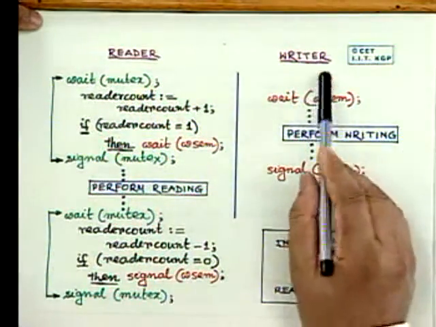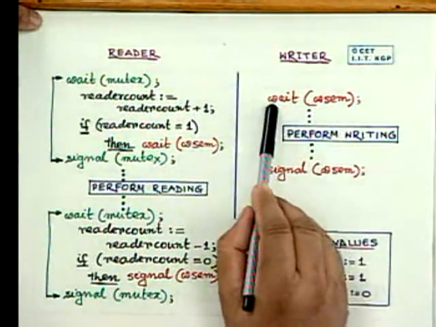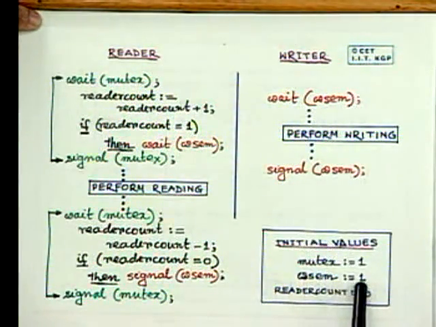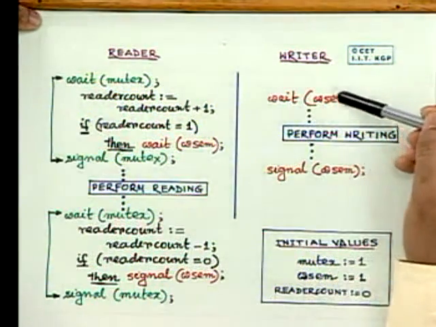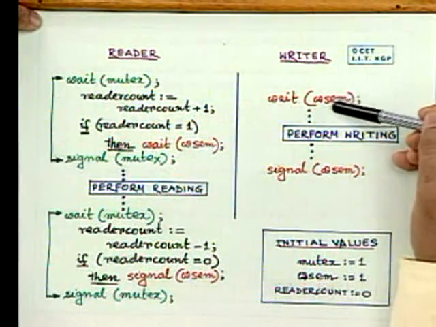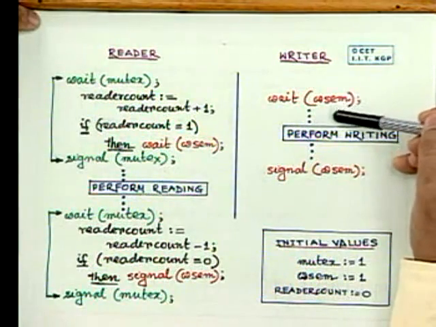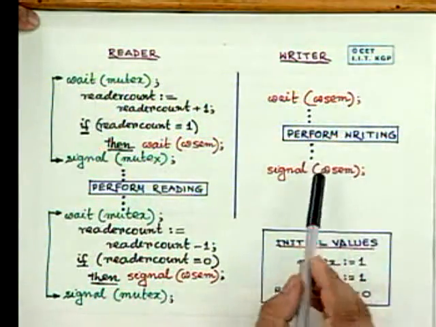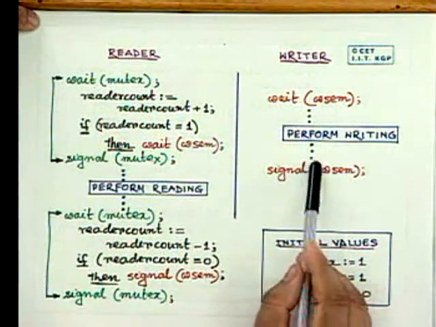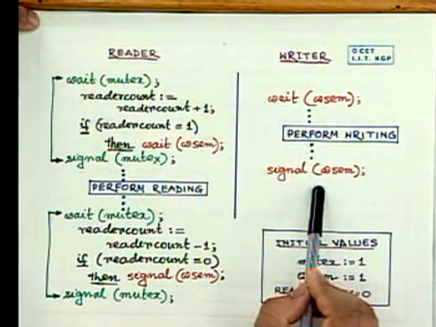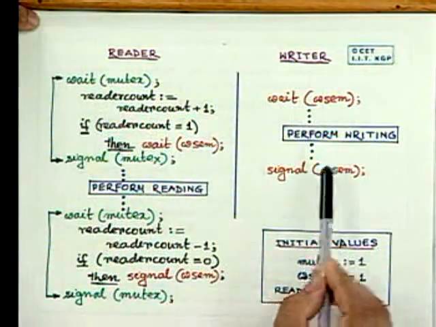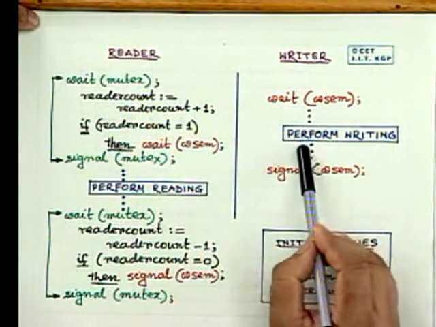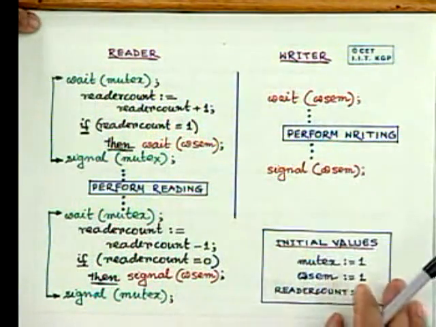Okay, let us see the writer process first. It waits on WSEM, right? WSEM initial value is 1. Therefore, if someone has entered the critical section with respect to WSEM, then the writer has to wait. Okay, and it signals WSEM. That means when it comes out of the critical section, then it signals WSEM. Here is the critical section which the writer is doing, that means perform writing.